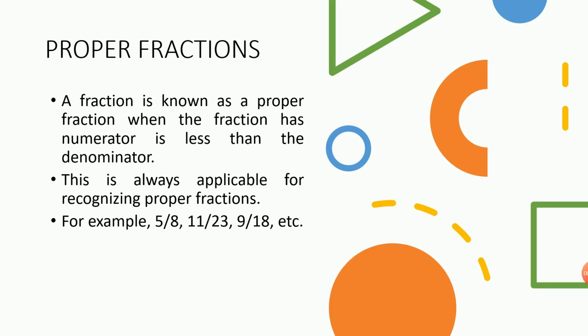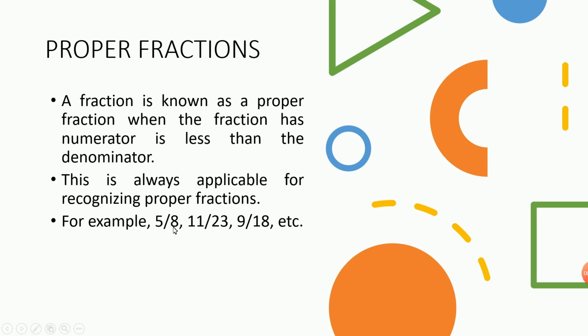So, proper fraction. A fraction is known as a proper fraction when the numerator is less than the denominator. So the number on top should be smaller than the number below. If that is so, that is a proper fraction. Note that the numerator is less than the denominator. This is always applicable for recognizing proper fractions.